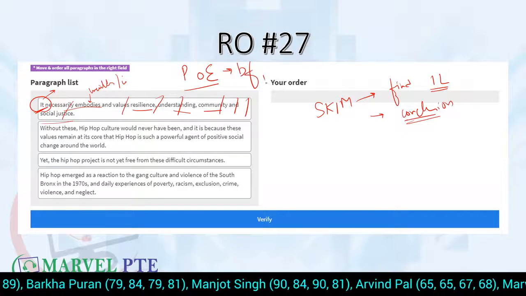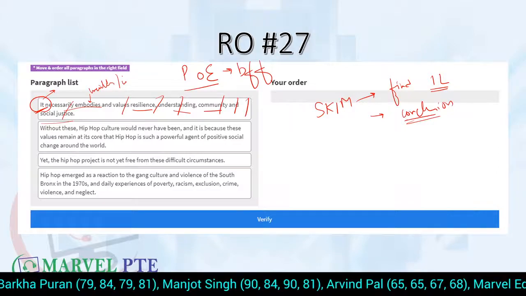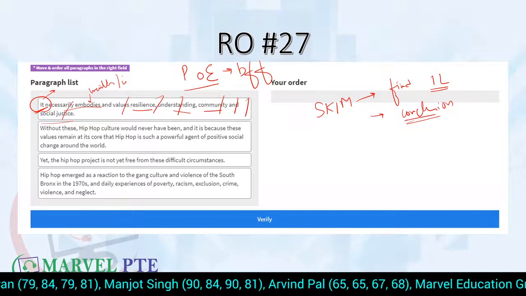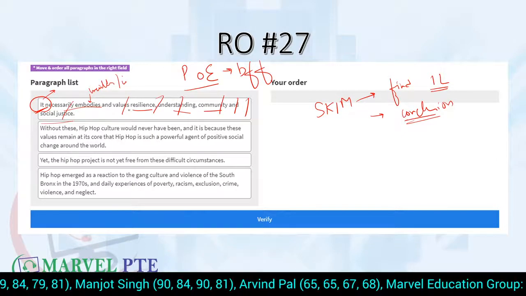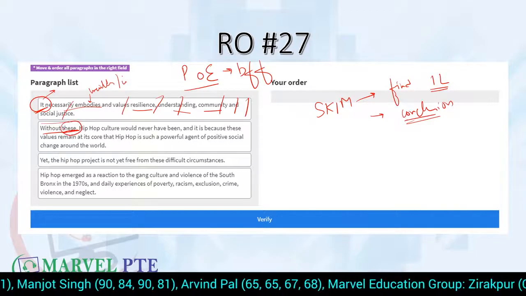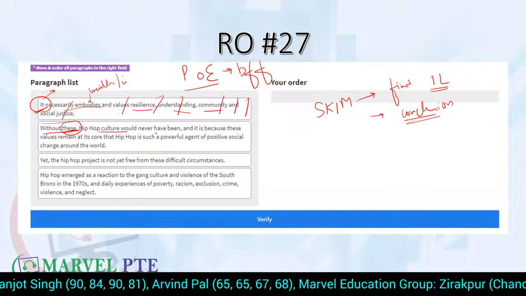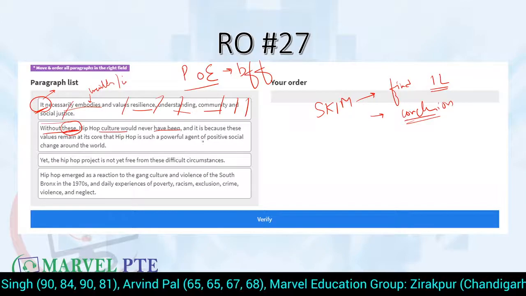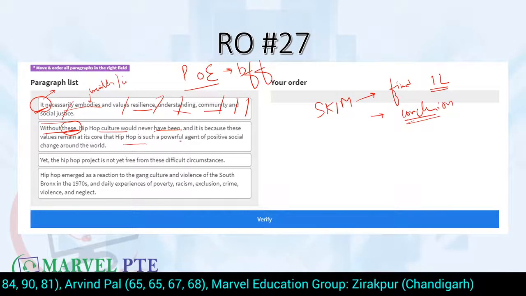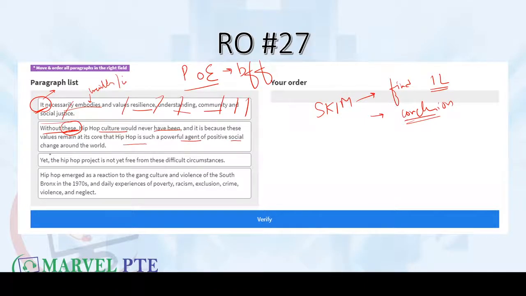And process of elimination is our best friend forever. We are going to eliminate the wrong options, and then whatever is left, that would be our independent line. Without these, again this is a pronoun, so it cannot be here. Without these, hip hop culture would never have been, and it is because these values remain at its core that hip hop culture is such a powerful agent of positive social change around the world. So you know that what these, so that's why it cannot be your independent line.